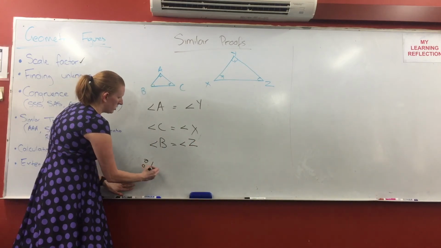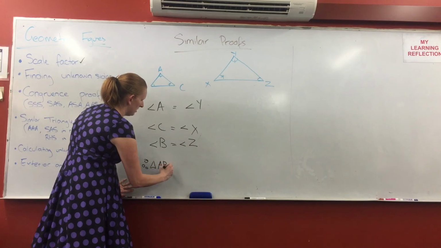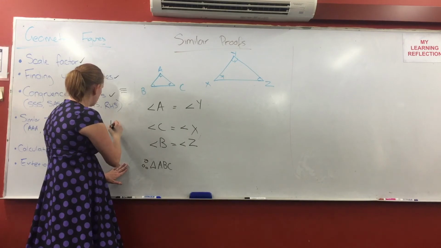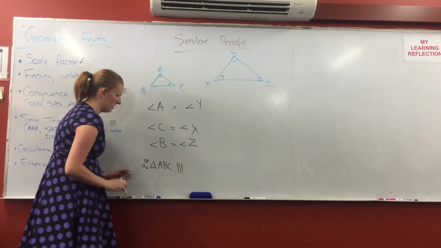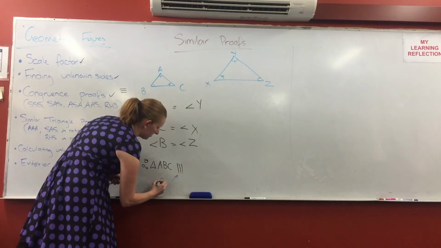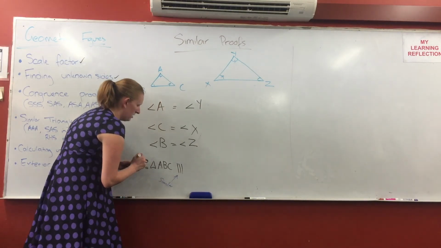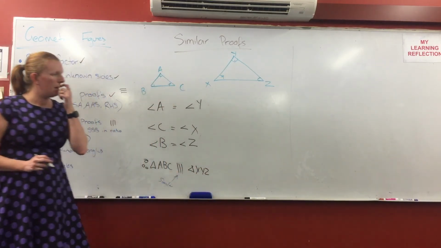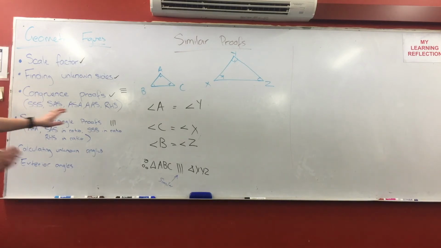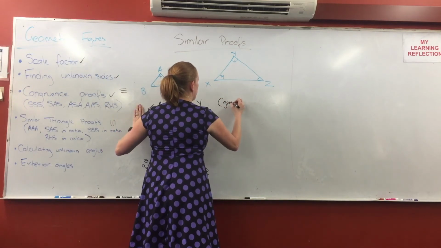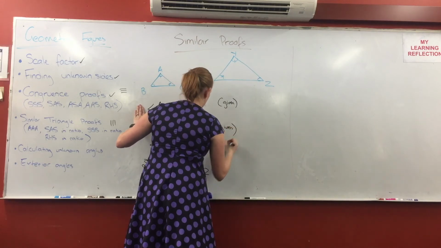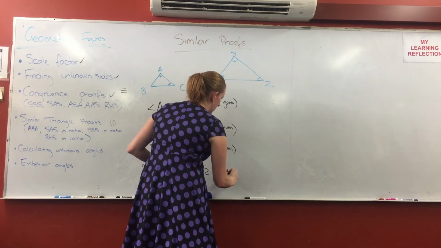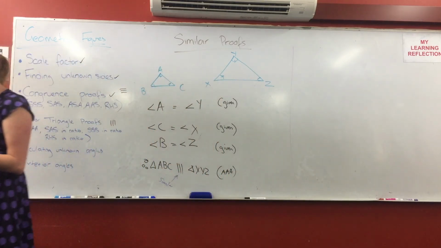Therefore, triangle ABC, instead of 3 dashes sideways like this for congruence, I'm going to be doing 3 up and down. That means similar. Similar to triangle XYZ. Now, my reasoning. Oh, sorry, I keep forgetting. Given. That's given. Given. And what's my reasoning? AAA. 3 angles that I'm comparing.